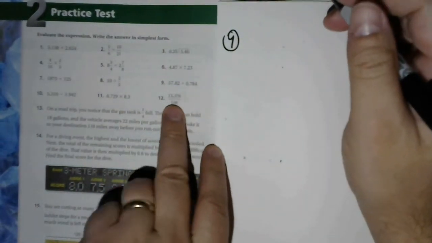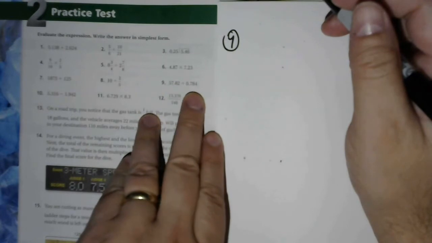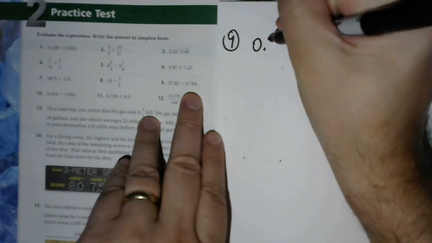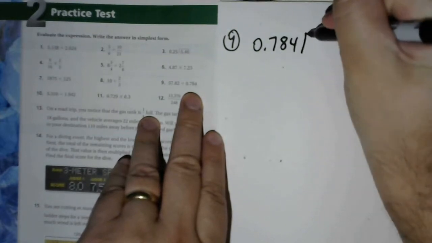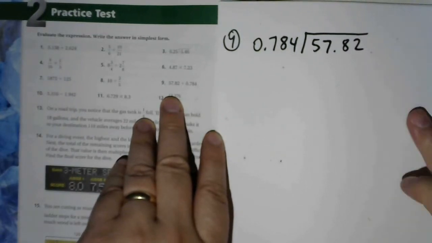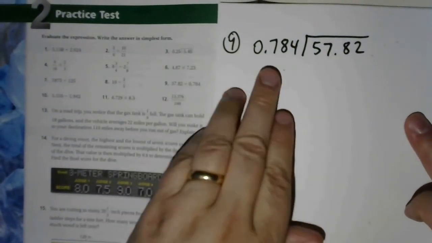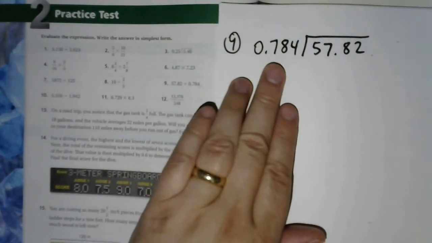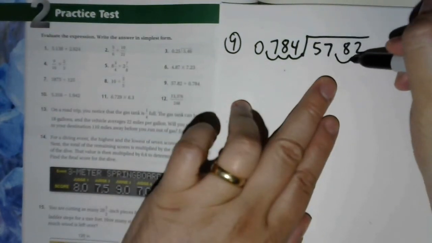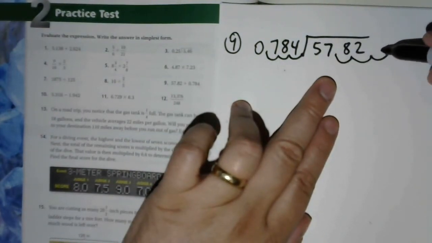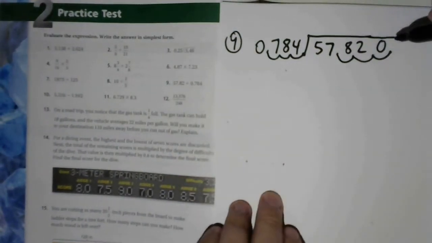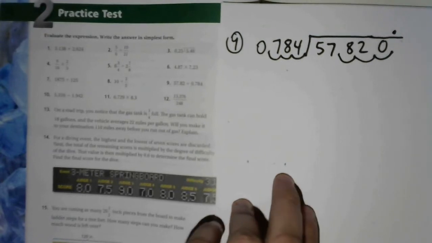Number 9, it says we have 57 and 82 hundredths divided by 784 thousandths. Remember which one's your divisor? 784. Which one's your dividend? 57 and 82 hundredths. Now we've got to move some decimals around because we have to have a whole number for our divisor. So I'm going to move it over 1, 2, 3, 3 times. Copycat: 1, 2, 3. Got to add that 0 in there, right? Because otherwise that's just like a weird empty blank space. So our decimal floats up to the top right there.